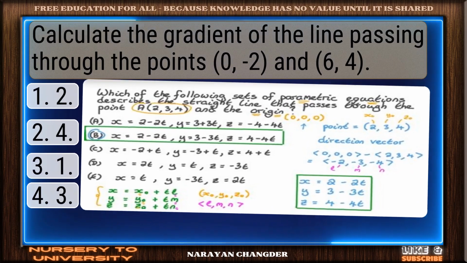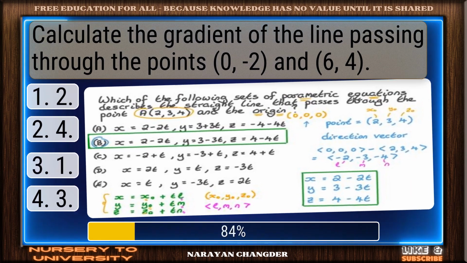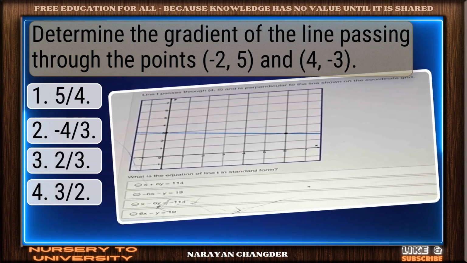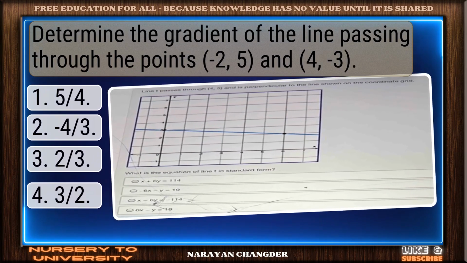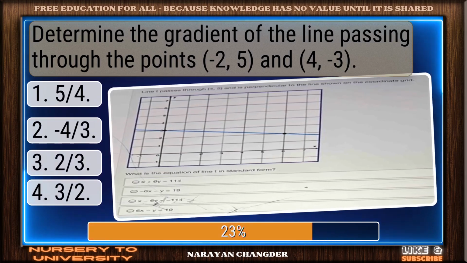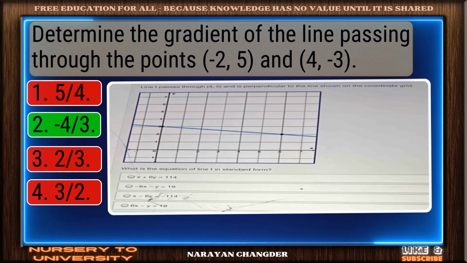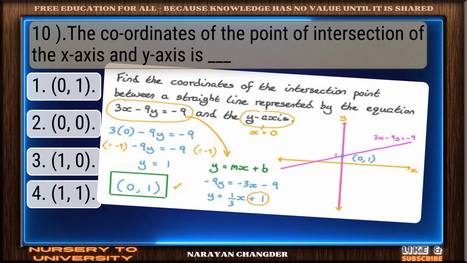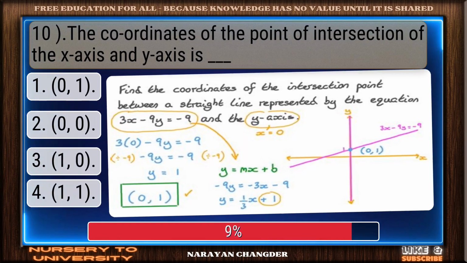Calculate the gradient of the line passing through the points and. Strong choice. 1 is right. Determine the gradient of the line passing through the points and. You chose 4 over 3, correct? The coordinates of the point of intersection of the x-axis and y-axis is dash.